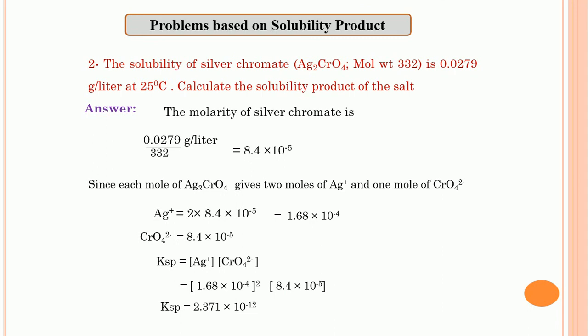This is the solubility product for silver chromate, where the solubility is given as 0.0279 gram per liter at 25 degrees Celsius. So in this way we can calculate the solubility product. So thank you so much for watching this video.